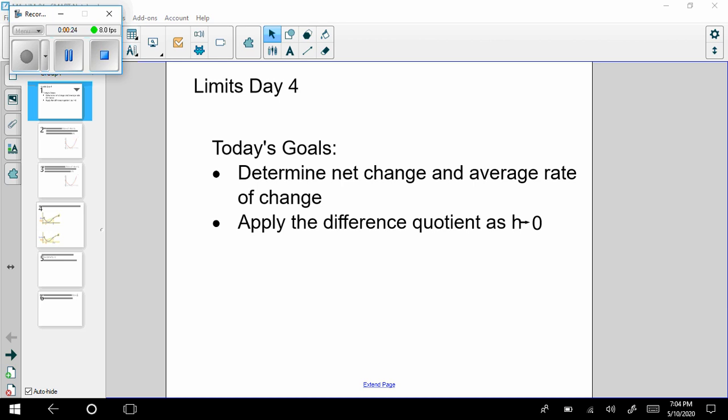All right, so today's goal is we're going to determine net change and average rate of change. We've already looked at average rate of change earlier in the year at the beginning, so that's just going to be a little bit of a refresher. And then we are going to look at the difference quotient again, except now we are going to apply it as h approaches 0, which will relate to your calculus endeavors at some point.